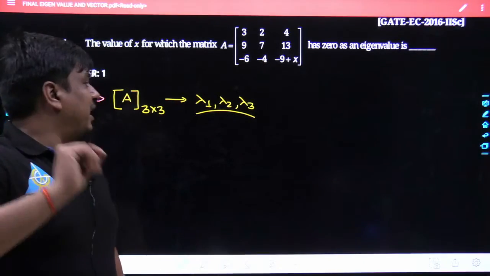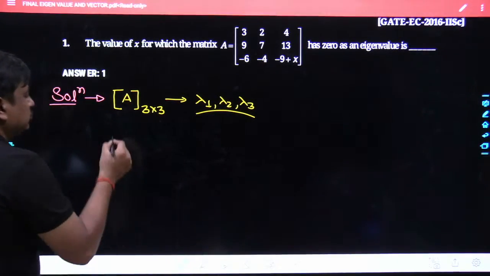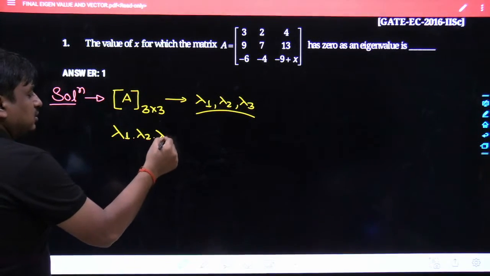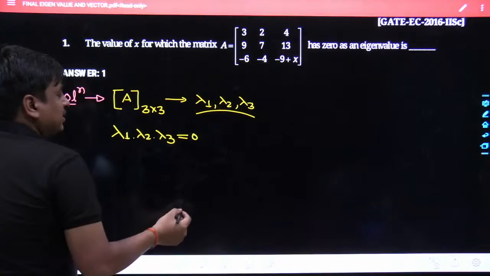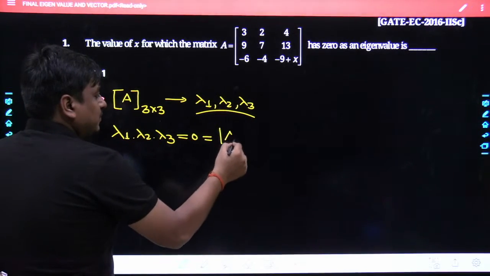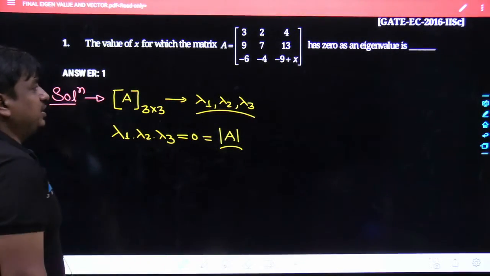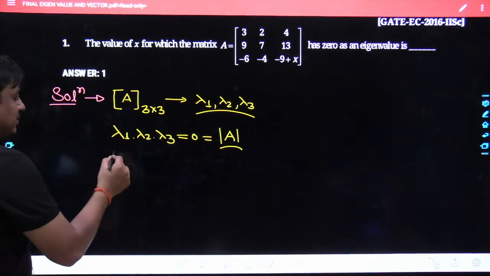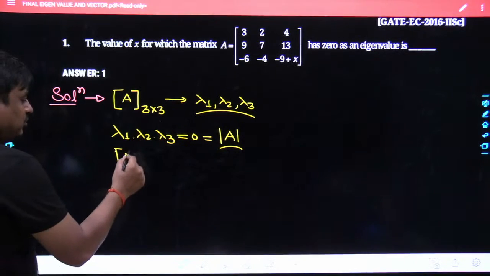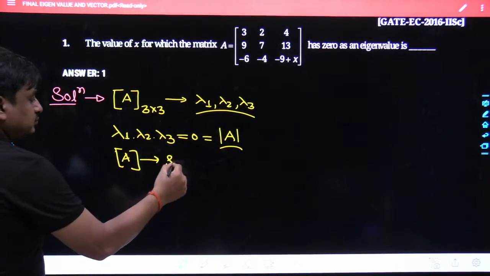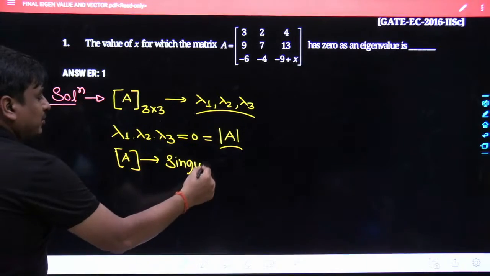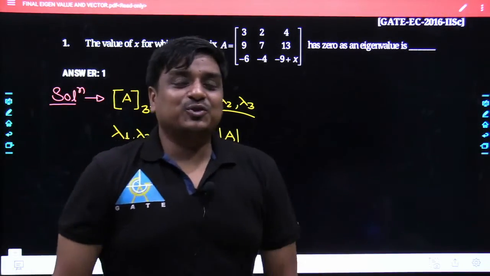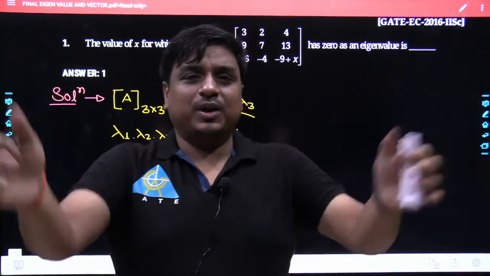If any of the eigenvalues is 0, then the multiplication of the eigenvalues becomes 0, and as per the property, it is also equal to the determinant of the matrix. What result can you get out of this? That means the matrix A is a singular matrix.